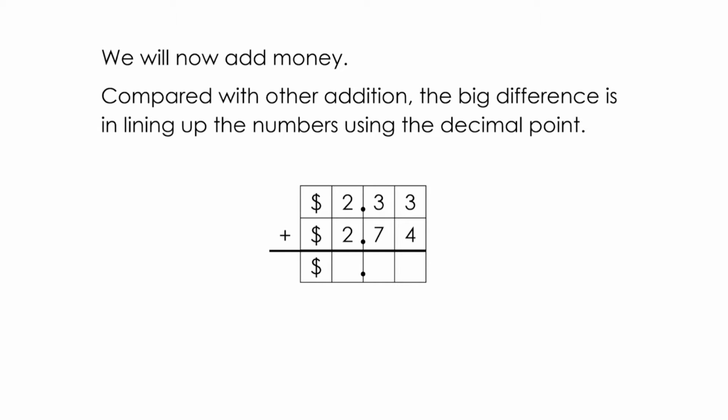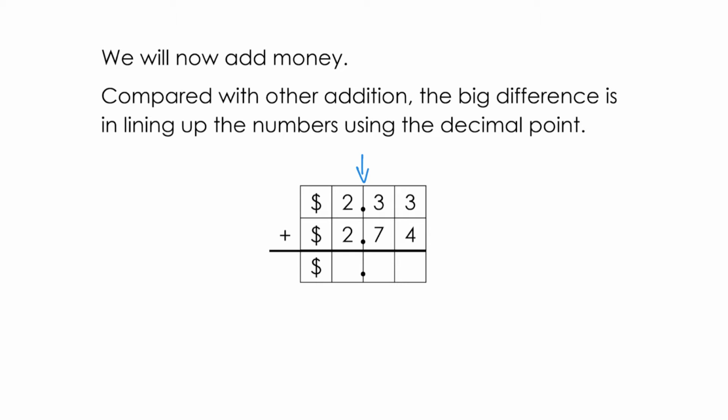Compared with other addition, the big difference is in lining up the numbers using the decimal point. Well, this is the exact same thing I mentioned in the previous video. You can go back and check that one out if you don't believe me. But I did say that you must line up the decimal. It is the most important thing to do when adding and subtracting. And as you can see here, the decimal is lined up.